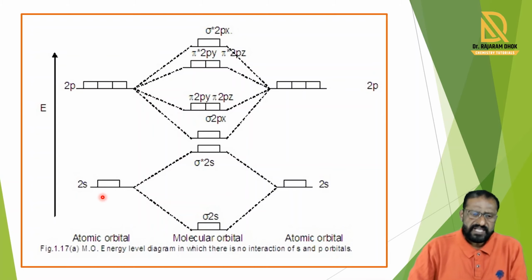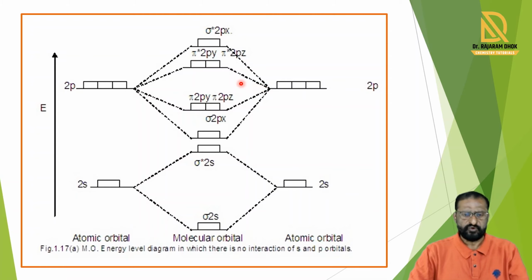So this diagram is for homonuclear diatomic molecules. In homonuclear diatomic molecules, the energy of 2s and the other atom's 2s is the same, so we show both the 2s and 2s at the same energy level. Now the energy of 2p of the first atom and the energy of 2p of the second atom are also the same, and so they are shown at the same energy levels because they are homonuclear diatomic molecules.